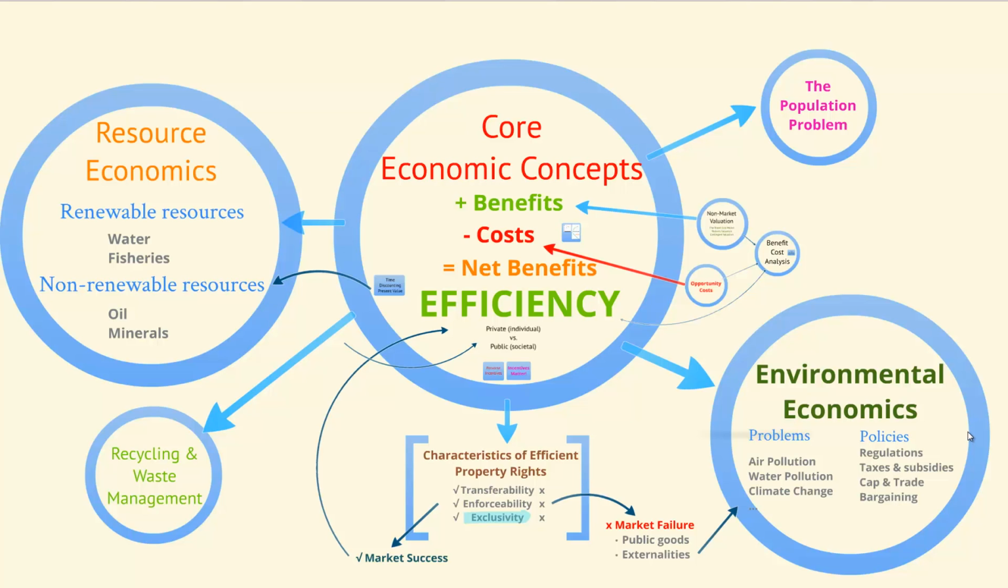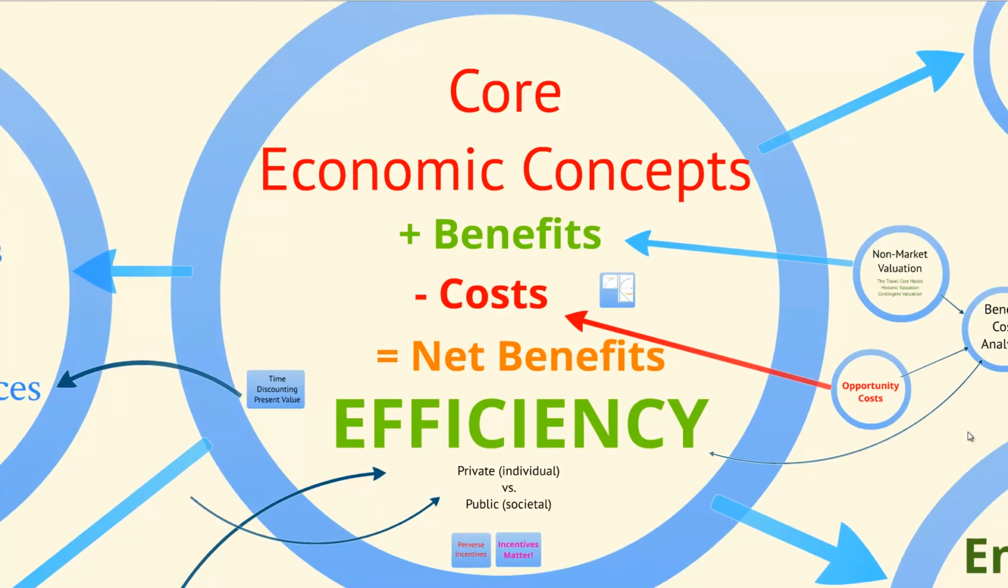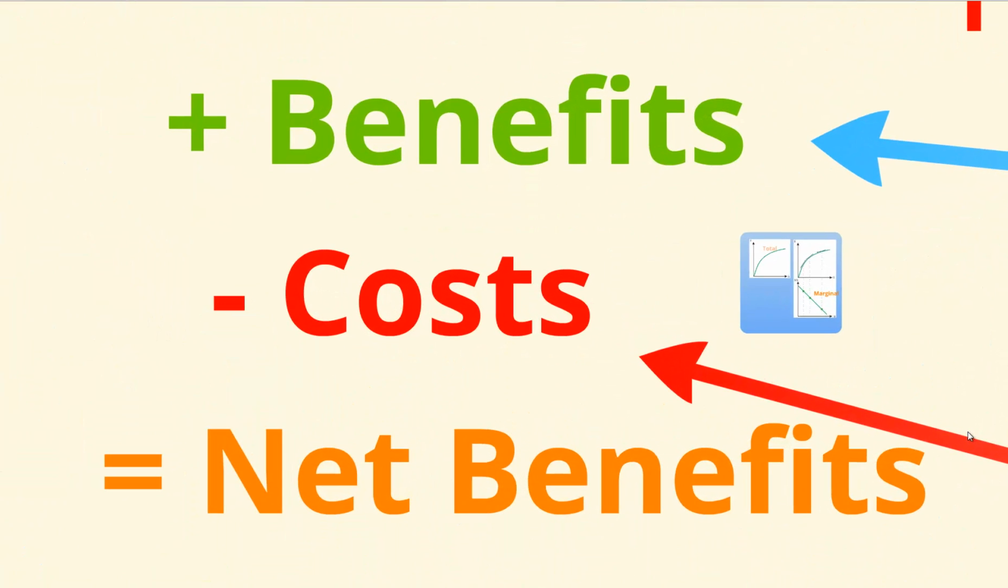So how is this class going to work? Well, we're going to start in the center with these core economic concepts. We're going to focus specifically on basic concepts of benefits, costs, and when you take benefits and you subtract the costs, you end up with net benefits, and that's what economists call surplus. And that's going to be the real focus of our evaluation of what is good and what is bad in an economy.